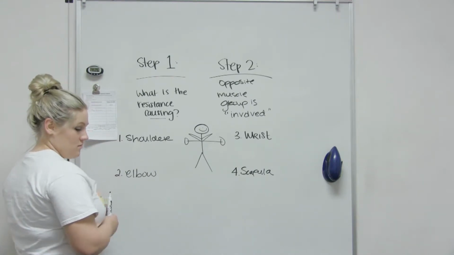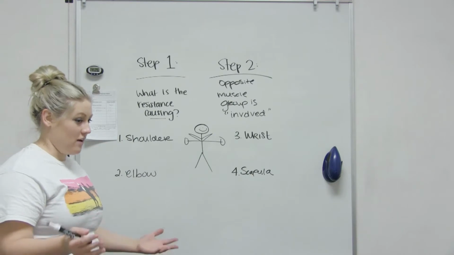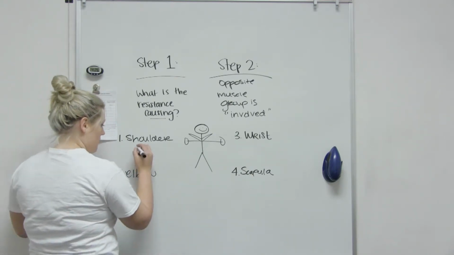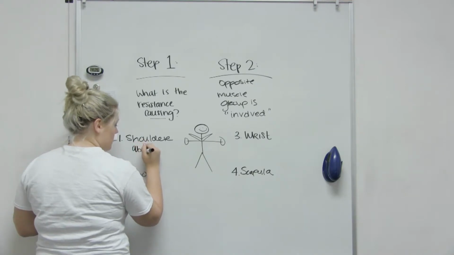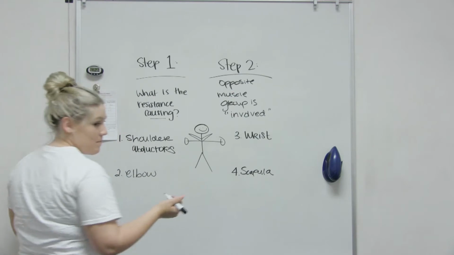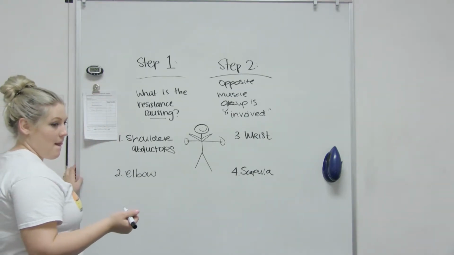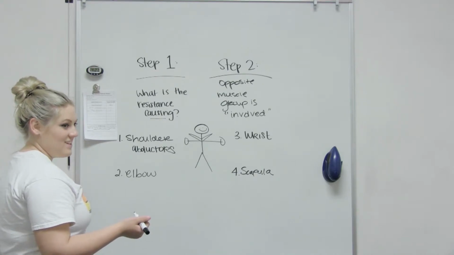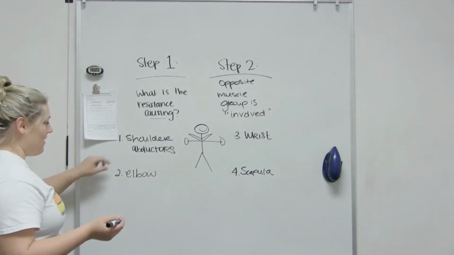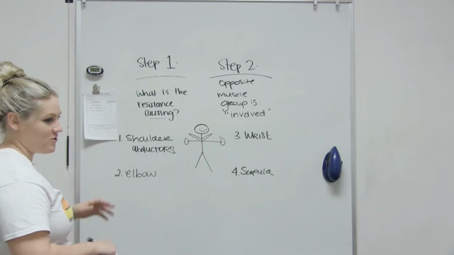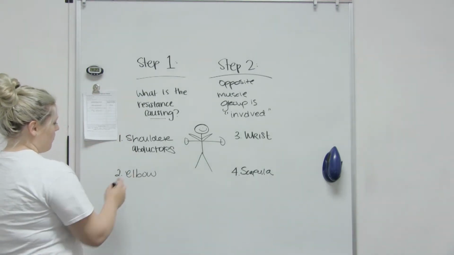So what's the opposite of adduction? Abduction. So shoulder abduction. So our shoulder abductors as a muscle group. Well, and then I was like, well, we're learning about pectoralis major. But yeah, we're just using the general term, the shoulder abductors. Okay, what about the elbow?